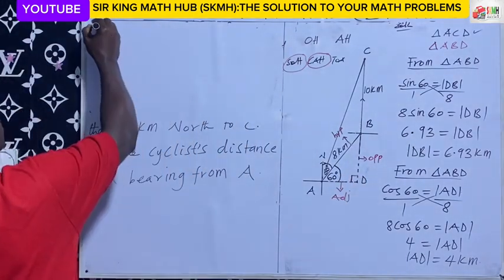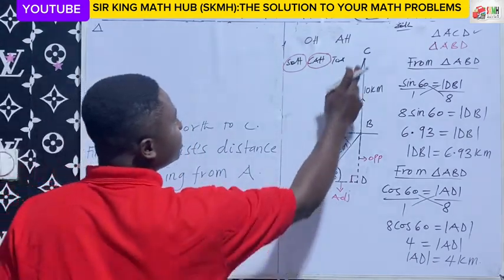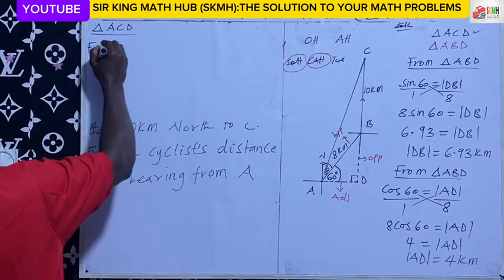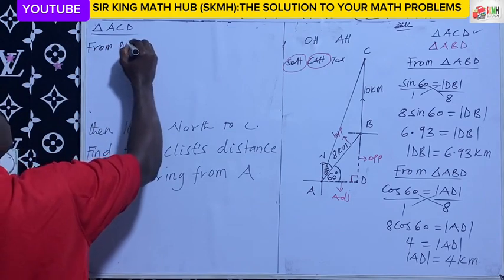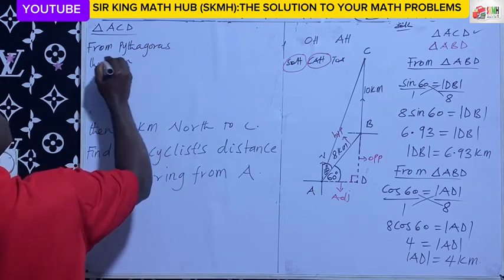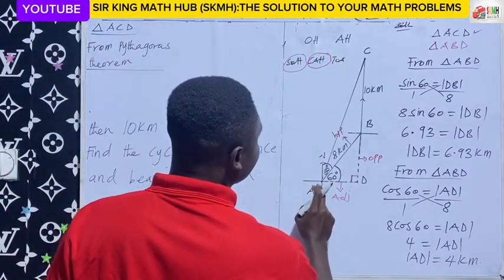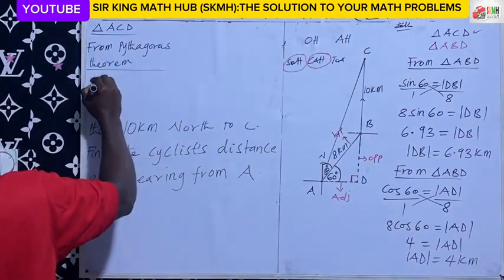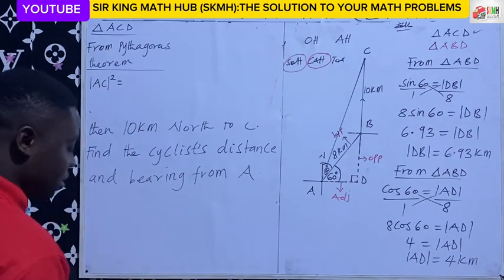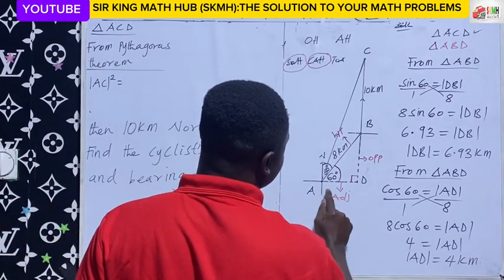So using the bigger triangle, triangle ACD, from Pythagoras theorem, we know that the length of the hypotenuse squared, in this case the length of AC squared, because AC is the hypotenuse, the longest side, must be equal to the sum of the squares of the other two sides. So the length of the adjacent, in this case line AD.